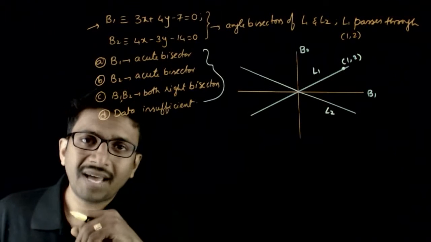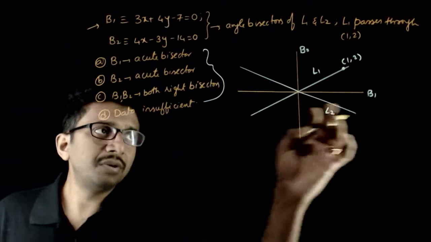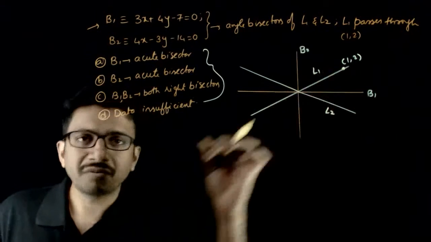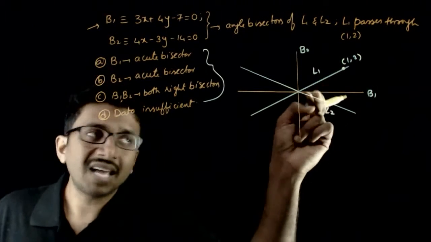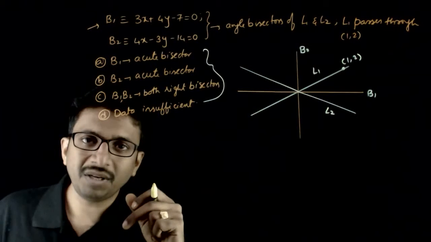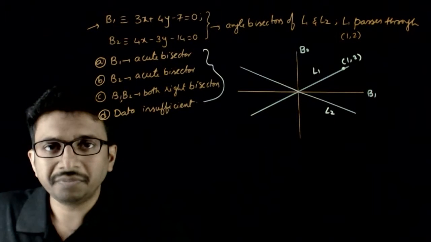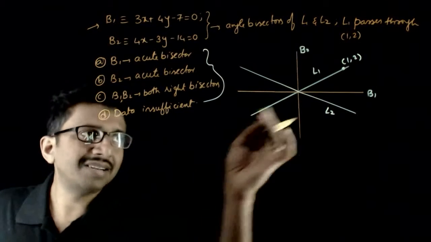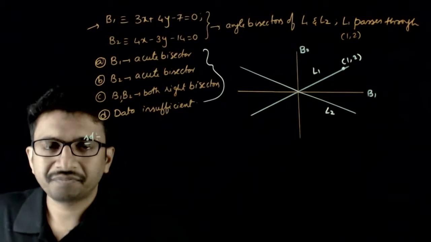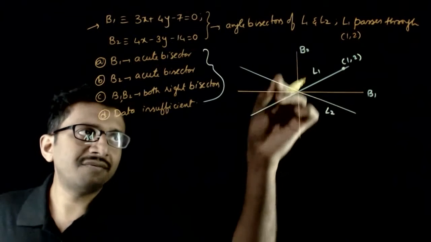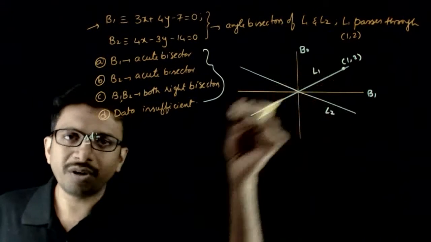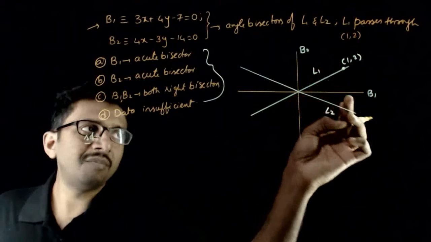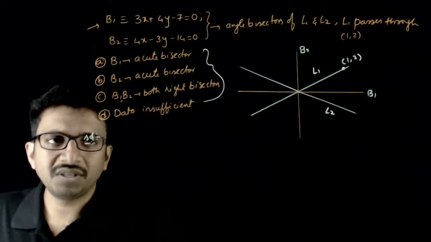So let us try to analyze this question. First, you know the equations of B1 and B2. That means, can you find the equation of L1? L1 is a line passing through the intersection of B1 and B2 and also passing through (1, 2). So before going to the analysis, let us find the equation of L1. I can find the point of intersection and use the two-point form. Otherwise, I can say that L1 will be of the form B1 + lambda B2 = 0.